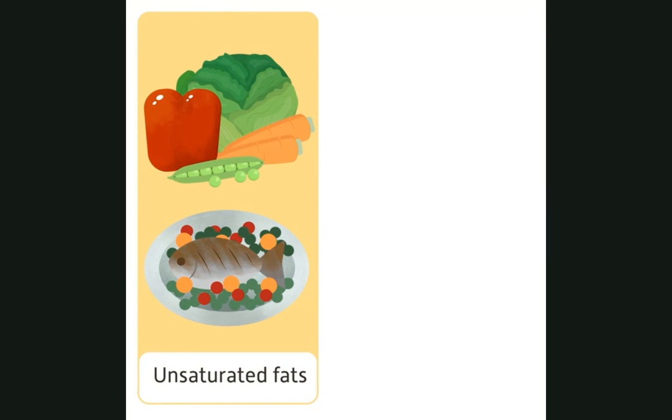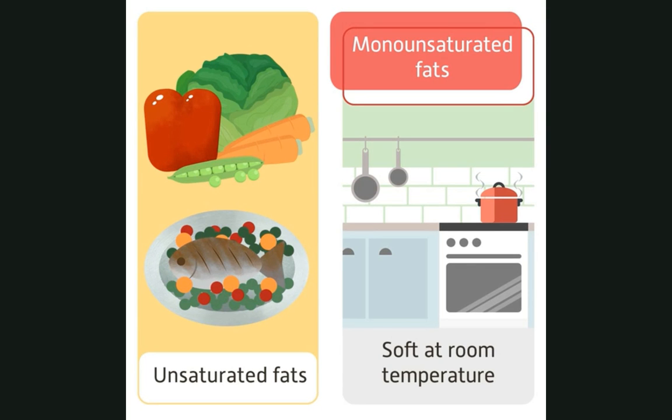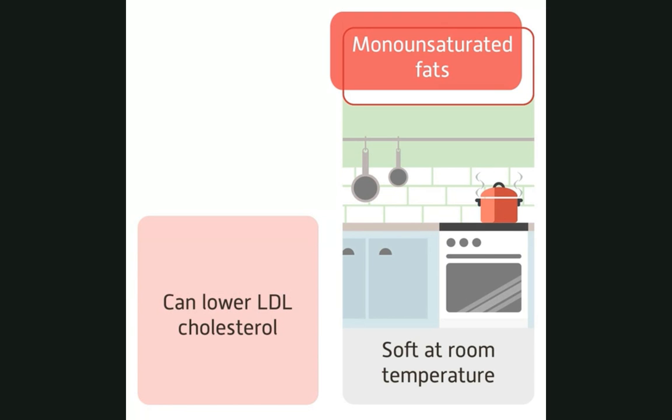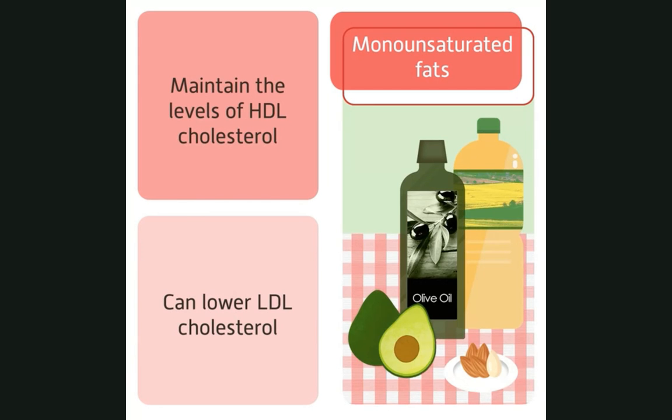Unsaturated fats typically come from plant and fish sources. There are two different types of unsaturated fat: monounsaturated fats and polyunsaturated fats. Monounsaturated fats are soft at room temperature. They're also healthier for you, as they can lower LDL cholesterol, which is bad for the body, and maintain the levels of HDL cholesterol, which is good for the body. You'll find monounsaturated fats in avocados, almonds, olive oil, and rapeseed oil.